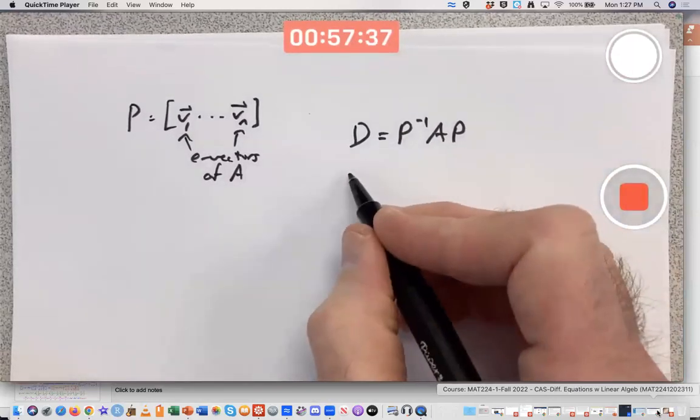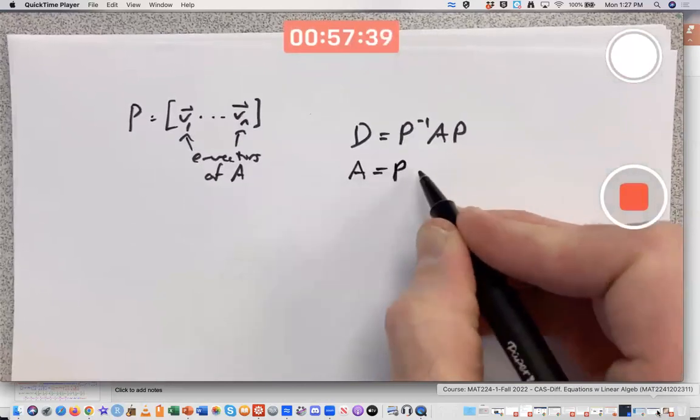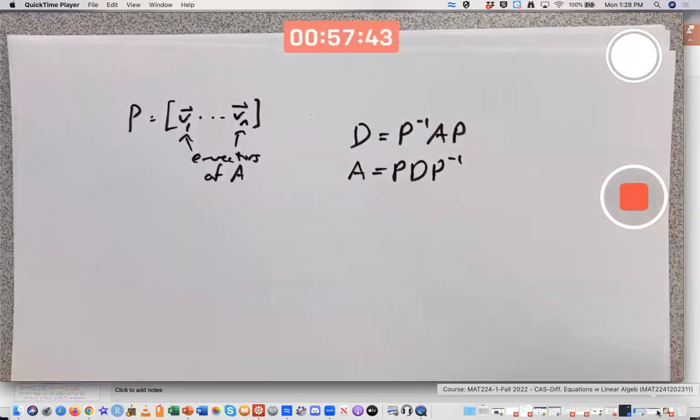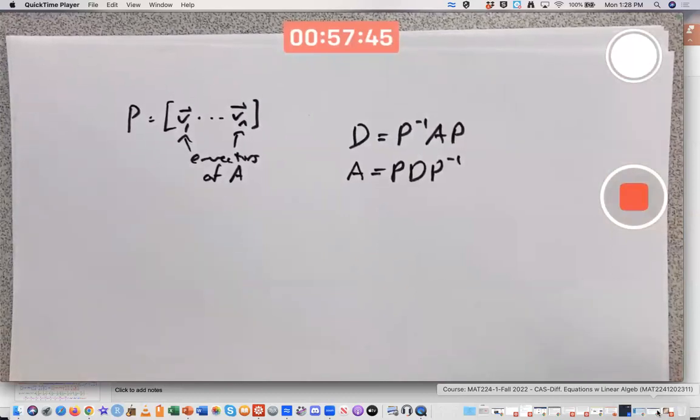That's how you find D. You could also find A when you know D. The P and P inverse switch around. A and D turn out to be similar matrices. They have the same eigenvalues, the same determinant. They have different eigenvectors, though, because that's related to coordinate changes.